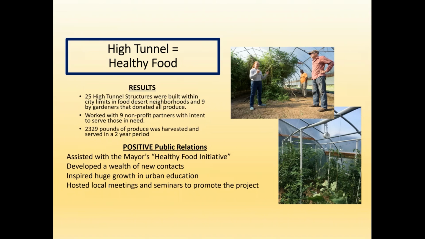So in the end, about 25 high tunnel structures were built within the city limits, and about 9 gardeners donated all of their produce. So last year, it ended up being about 2,329 pounds of produce was harvested and then distributed in the community to those underserved neighborhoods. This also assisted with the mayor of Louisville's Healthy Food Initiative, which gave them a much better in with the local government there. It inspired a huge growth in urban education, which is what they really needed. So they were glad to see that.